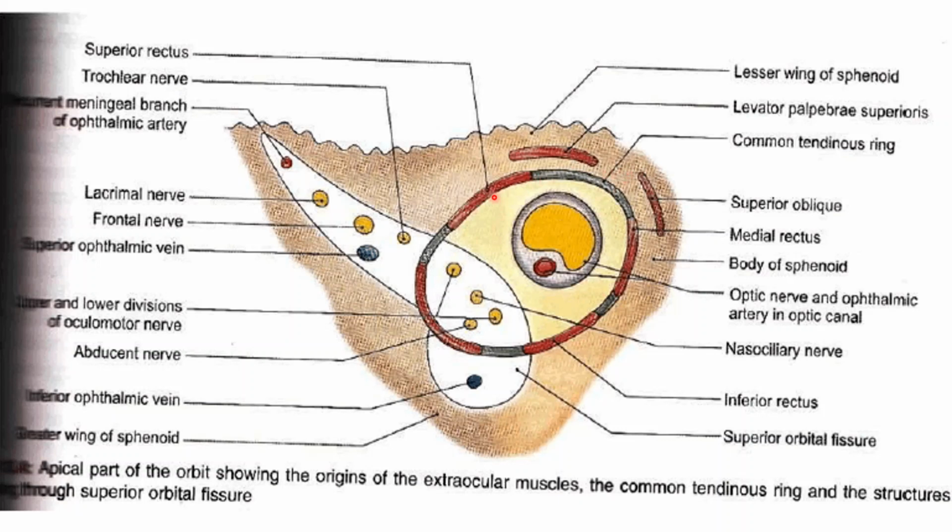This is the annulus of Zinn, because from this part arise all the four recti muscles. It surrounds part of the orbital fissure and also the optic canal, through which the optic nerve and ophthalmic artery are transmitted into the orbit from the cranial cavity.